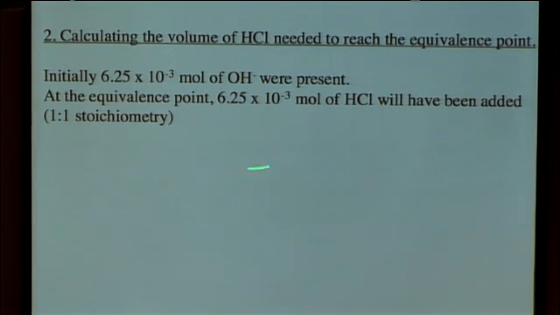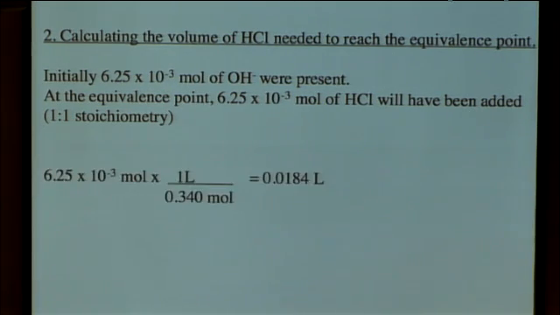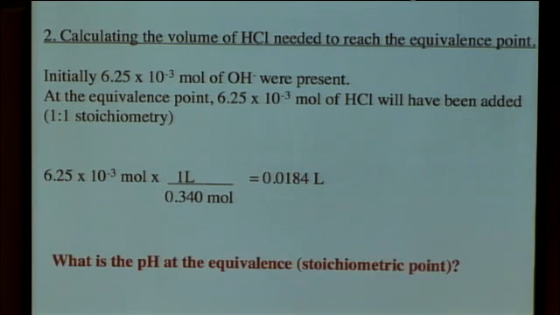So at the equivalence point, you need to have that exact same number of moles of acid. We know the concentration of the acid we have and the number of moles we need, so we can calculate the volume, which is 18.4 milliliters, or 0.0184 liters. So what would the pH then be at the equivalence point?